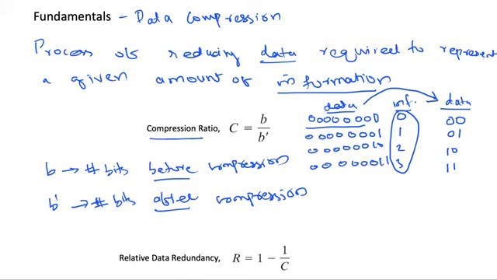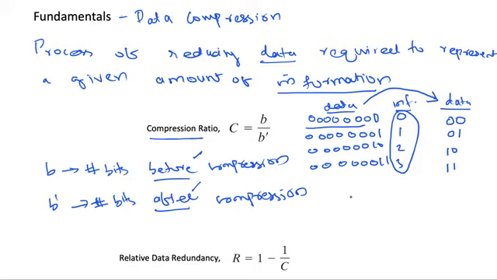This need not be before or after, it can be just two different times. So B represents the number of bits in one format, and B dash gives the number of bits in another format. That doesn't mean it should always be before and after, it can be the other way around also. But I'm using these terminologies to give an idea about the compression ratio in an easy way.